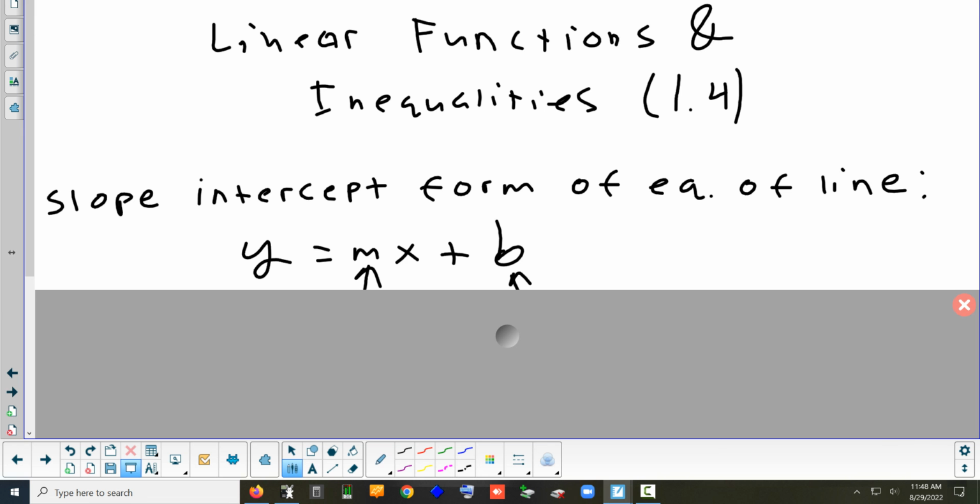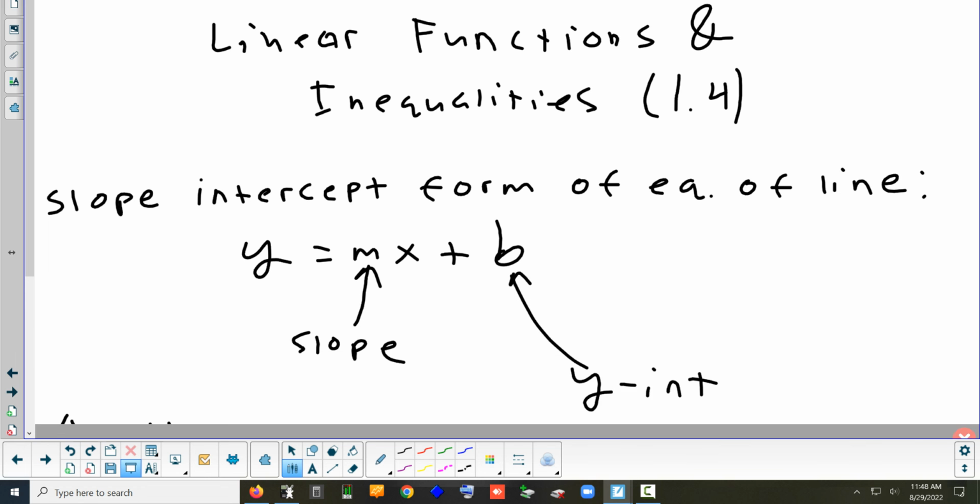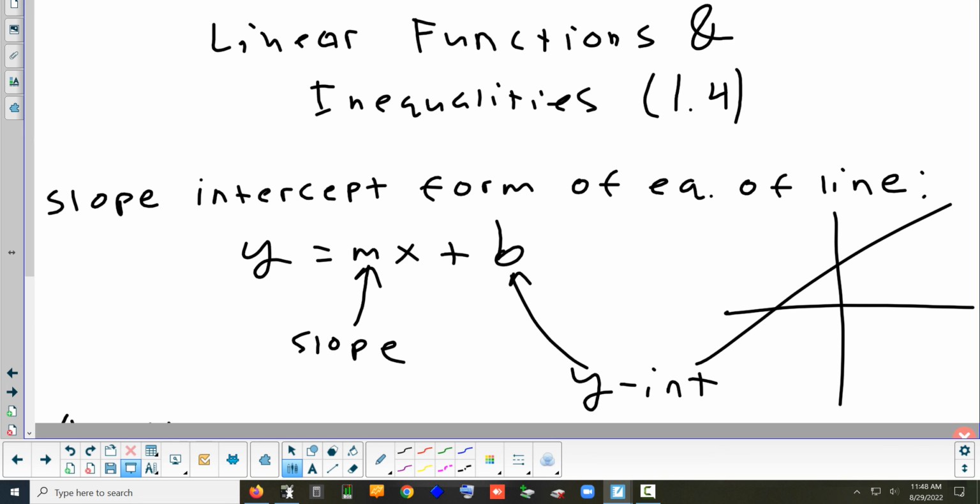y equals mx plus b. That's a linear equation in what we call slope-intercept form. Does anyone remember what the m stands for? The slope. And how about the b? The y-intercept, which means where your graph crosses the y-axis. That's your line. There's your y-intercept. That's your x-intercept.